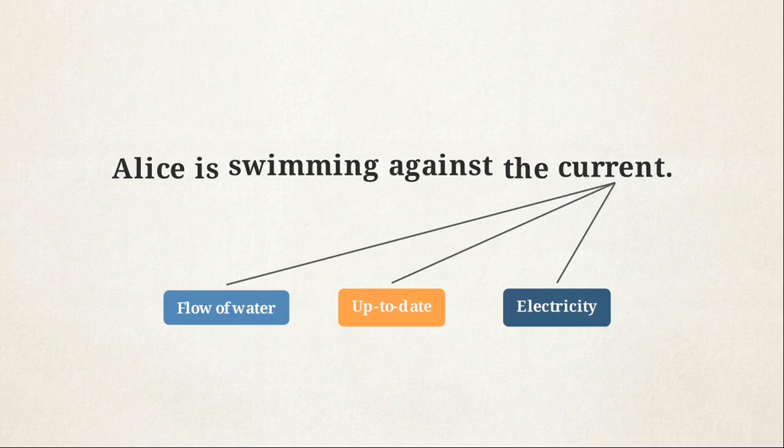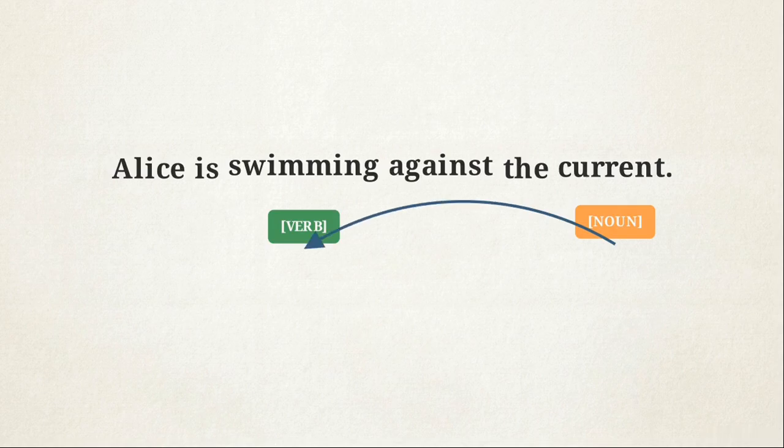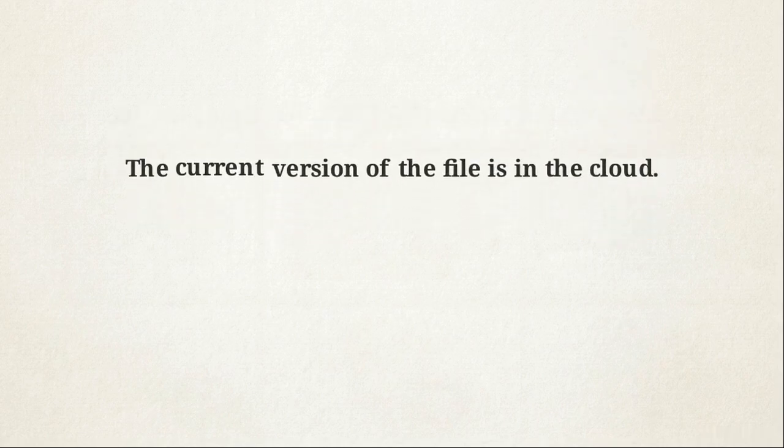To make sense of this, an NLU algorithm must determine exactly which version of the word current is being used. The algorithm uses syntactic analysis to map the parts of speech. It identifies current as a noun and links it back to the preceding verb, swimming. This relationship provides the context needed to define the word. Based on the proximity to swimming, the NLU engine identifies current as the flow of water.